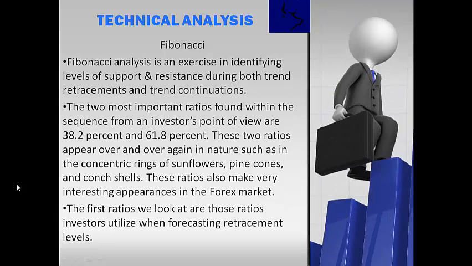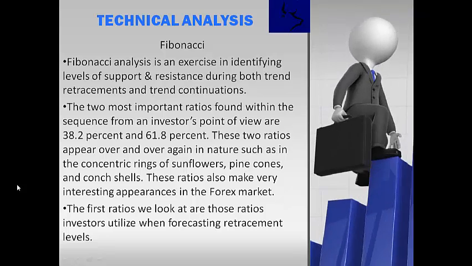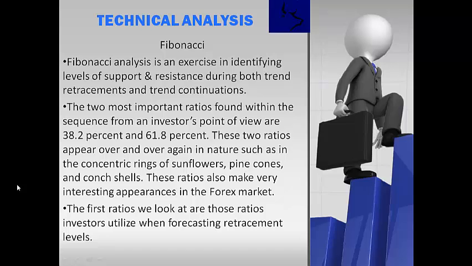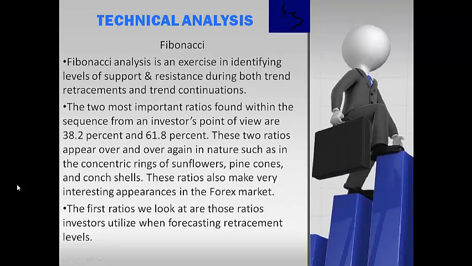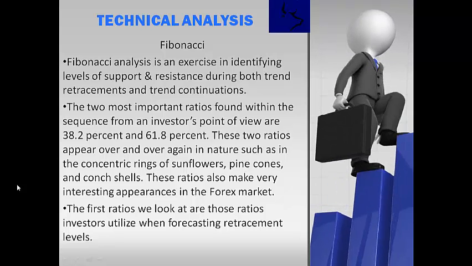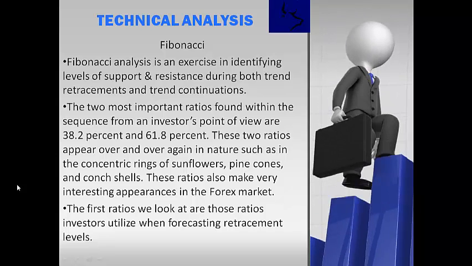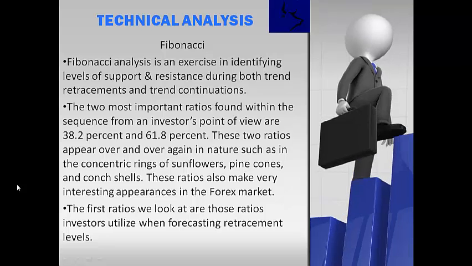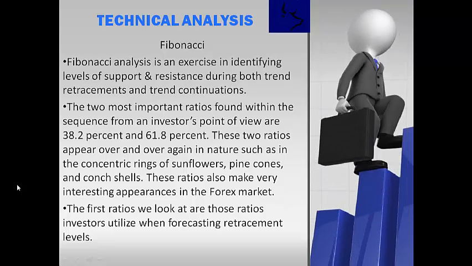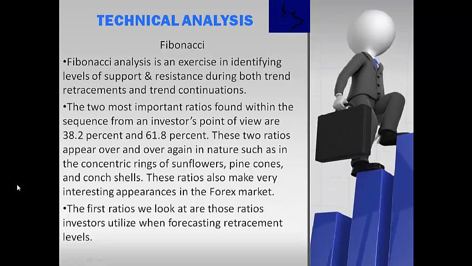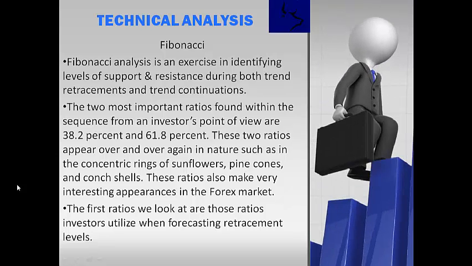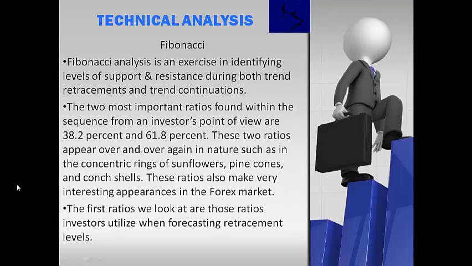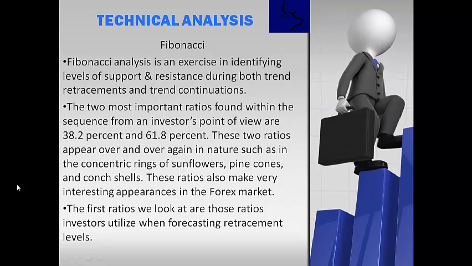The Fibonacci sequence starts with 0, 1, 1 and is calculated by adding the two most recent numbers in the sequence to arrive at the next number. For example, if you take the first two numbers in the sequence, you get 0 plus 1 equals 1. If you then take the two most recent numbers, you get 1 plus 1 equals 2. Repeating the process, you get 1 plus 2 equals 3, and so on and so forth.